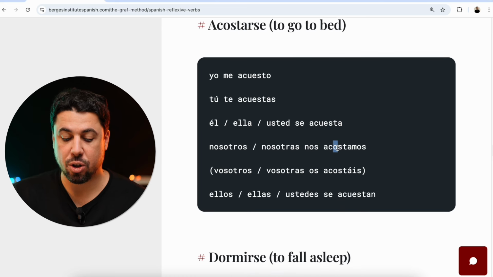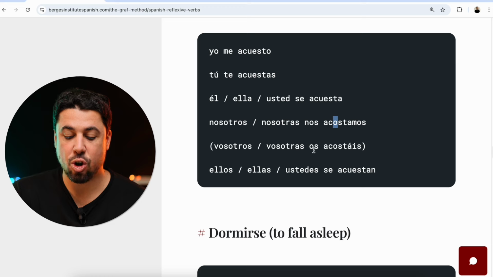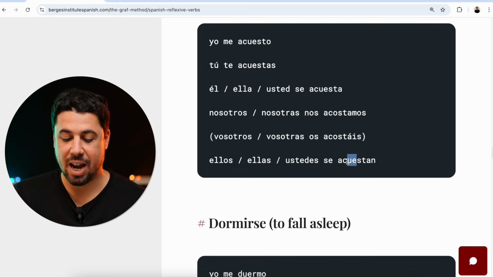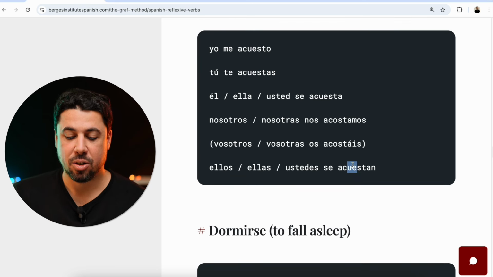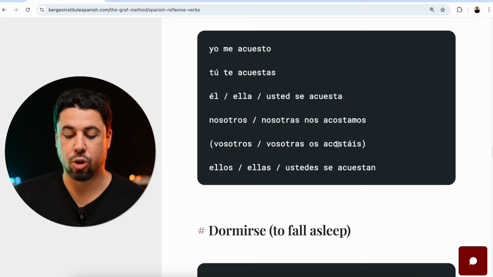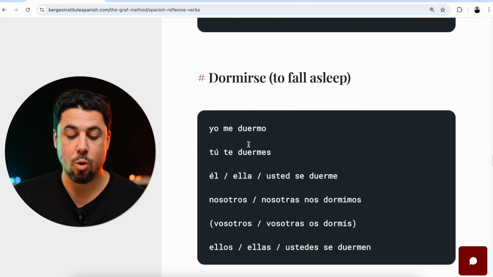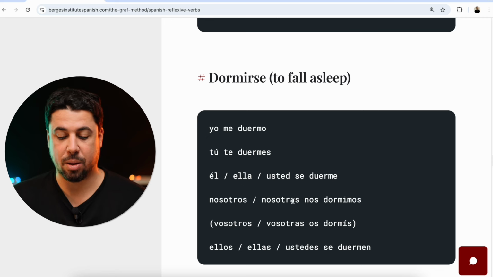However, with nosotros, the O doesn't change. So, nosotros, nosotras, nos acostamos. Vosotros, vosotras, os acostáis. Ellos, ellas, ustedes se acuestan. And in this one, we have the O to UE again. So O becomes UE in all the persons except nosotros and vosotros. Dormirse, to fall asleep, same thing. The O becomes UE in all the persons except nosotros and vosotros.